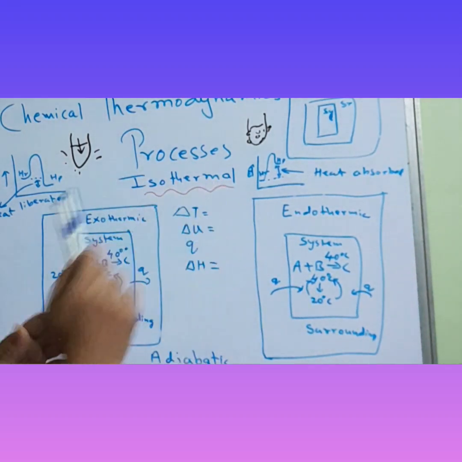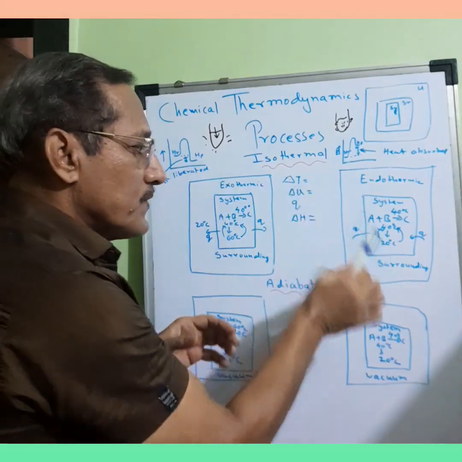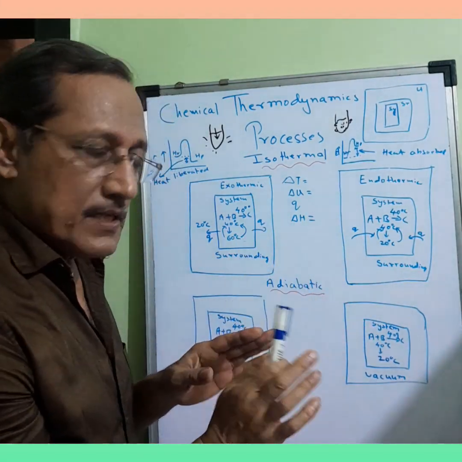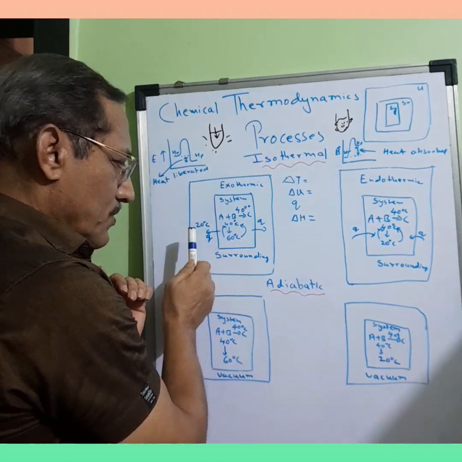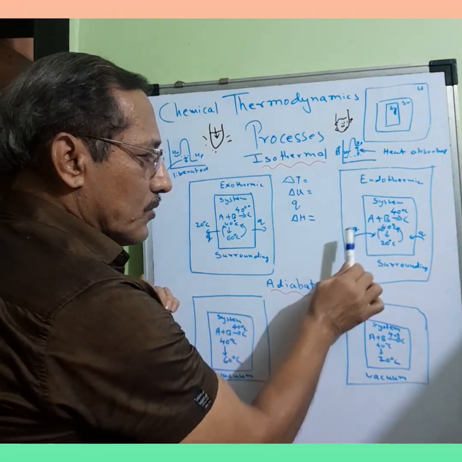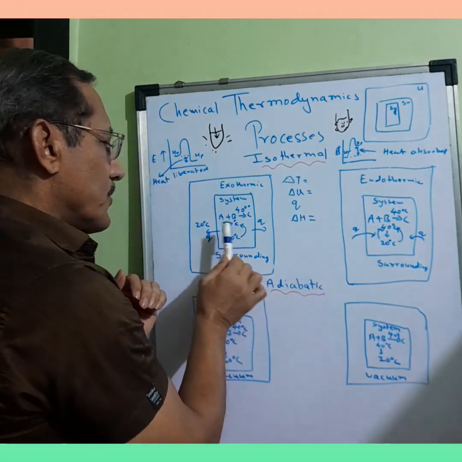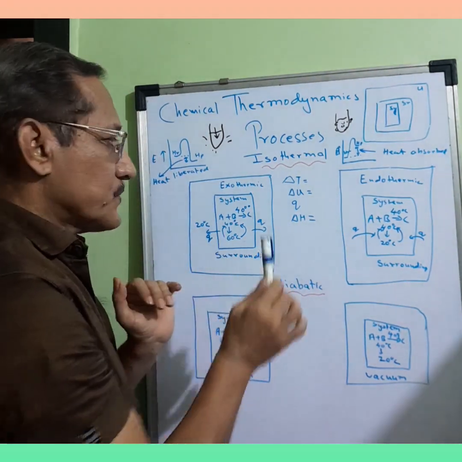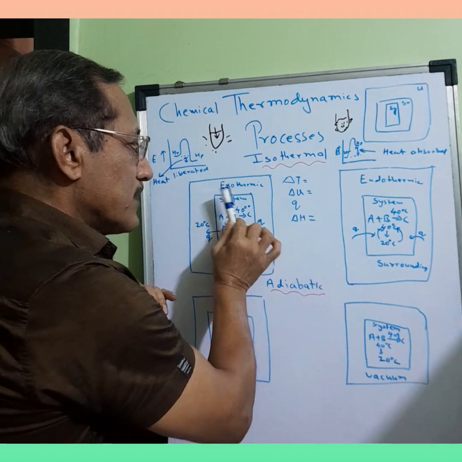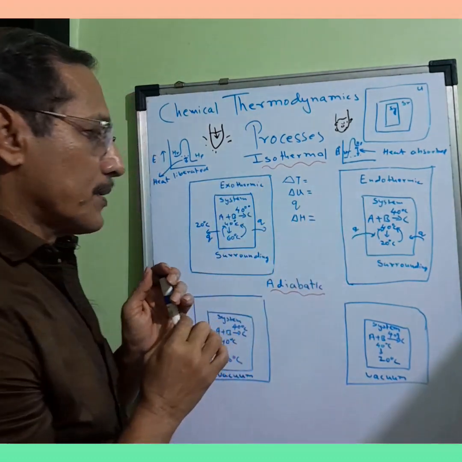The process is isothermal. Alright, so surrounding has to be there to take care, to either provide Q calories or to take out Q calories. Surrounding has to be there. Alright, so that is what happens in case of exothermic process and endothermic process.